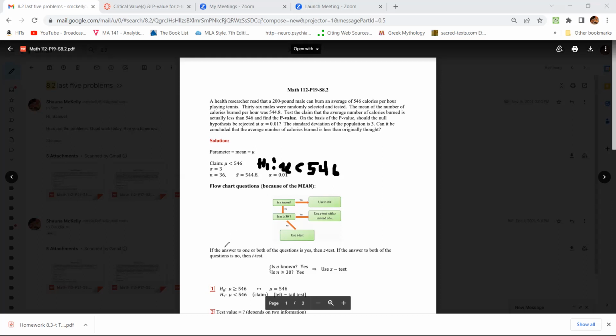Okay, so we do our test. Is sigma known? Yes, they gave it to me. In this case, is n greater than 30? Yes, it is. It's 36. We still use the z. We're going to be using the z throughout 8.2. However, on the quiz, she's not going to tell you which one to use. So if you're using a mean, you have to have this. That's why we're doing the flow chart.